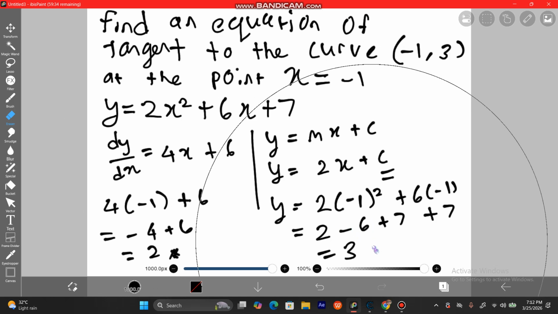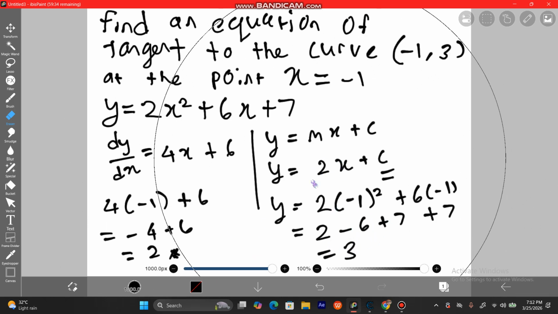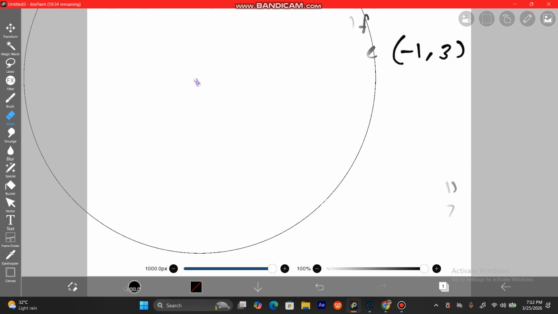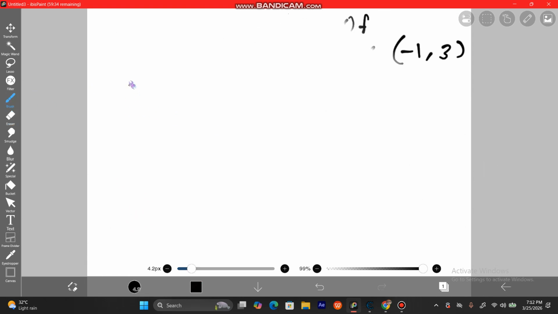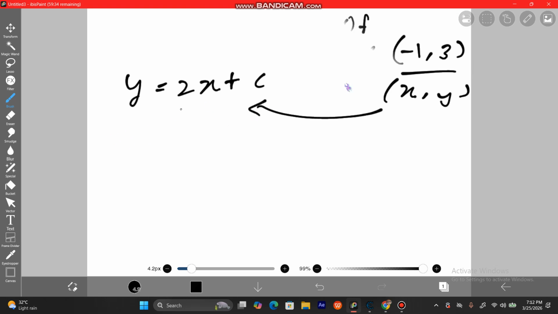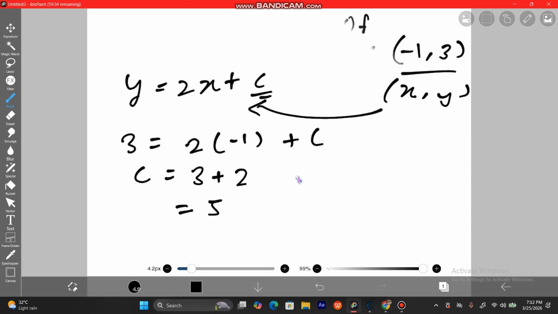I'm just going to go ahead and erase this real quick. But remember the gradient, it's 2. So now we're trying to find the value of c. Substitute this xy coordinate into here. When we substitute this xy coordinate, we can find c. So we substitute 3 in here: 3 equals 2 times -1 plus c. And so c is equal to -2, bring to the left, +2, so 3 plus 2 is 5. So the equation is y equals 2x plus 5.